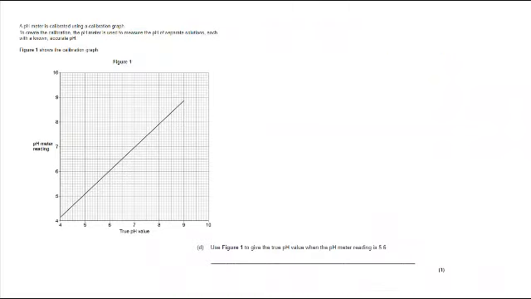Okay, on to part D. We've got here a pH meter is calibrated using a calibration graph. To create the calibration, the pH meter is used to measure the pH of separate solutions, each with a known accurate pH, so different buffer solutions. And we've got the calibration curve provided. Give the true pH value when the pH meter reading is 5.6. So we go to our pH meter reading of 5.6, draw in the construction lines, draw across and draw down, and we can see that if we measure 5.6, calibration curve tells us the value is actually 5.5.